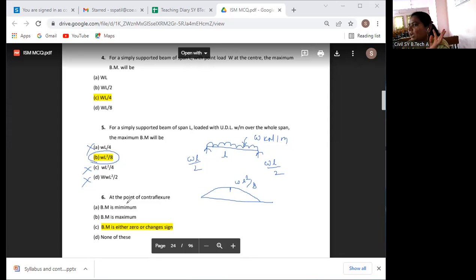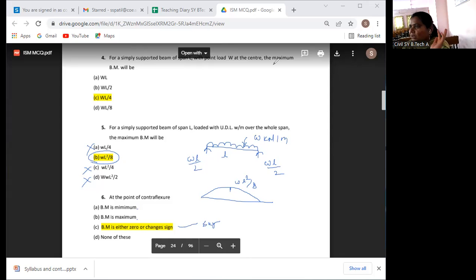After that, next question. At the point of contraflexure, please read carefully. At the point of contraflexure, the bending moment is minimum, maximum, either 0 or changes sign, or none of these. So the bending moment is 0, or it changes from sagging to hogging or hogging to sagging. That means it changes sign. So an MCQ likewise will be asked in your examination.